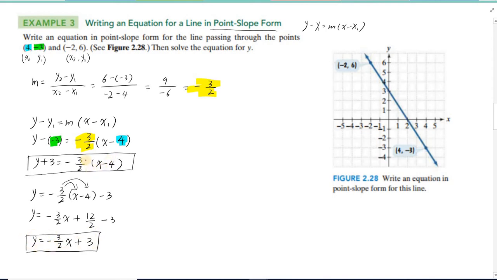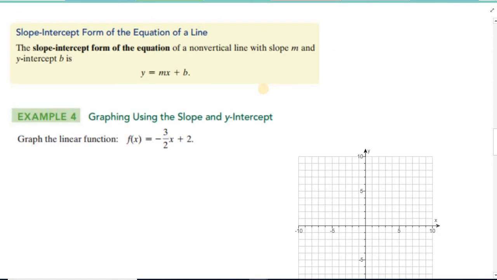Before we move on, I want to mention something. Here we use the first point, 4 and negative 3. If you use negative 2 and 6, you should be able to get exactly the same answer. I just picked the first one since I already labeled it as x1 and y1. Before I move on to example 4, we're going to write down the slope-intercept form. Here, m is just our slope, and b is just our y-intercept.